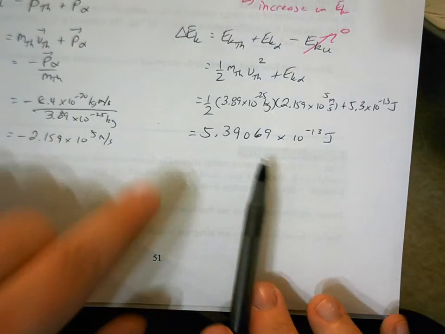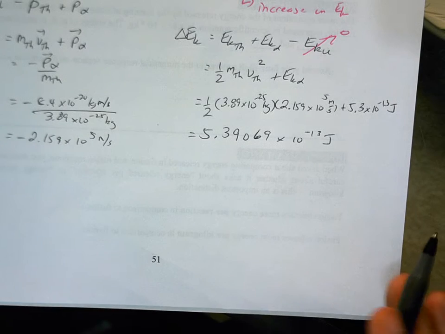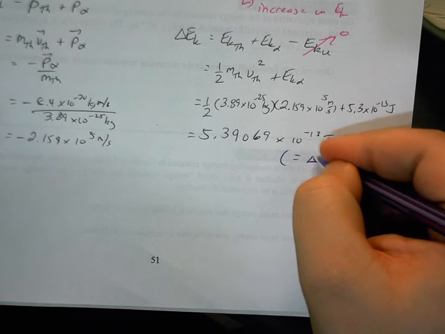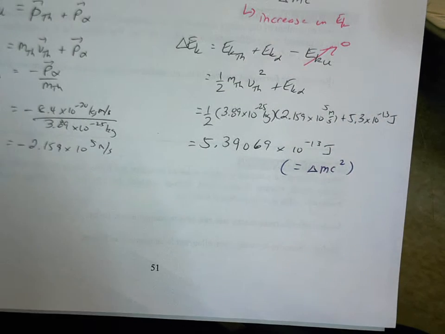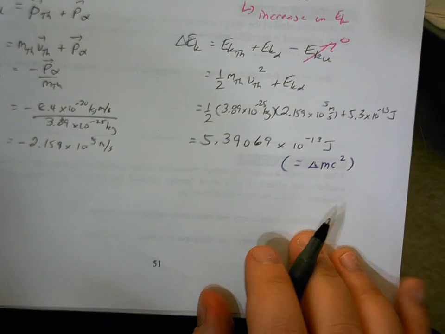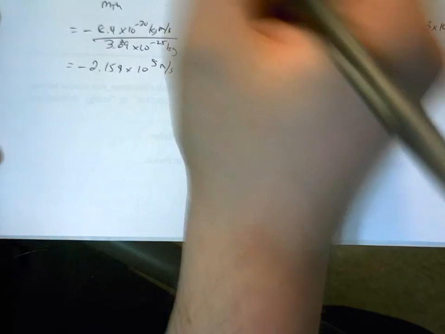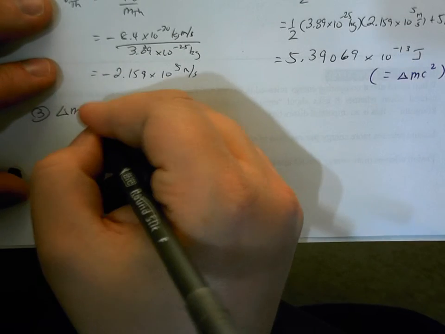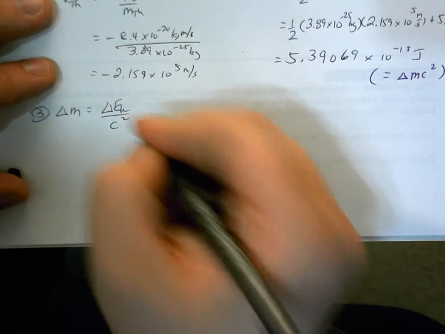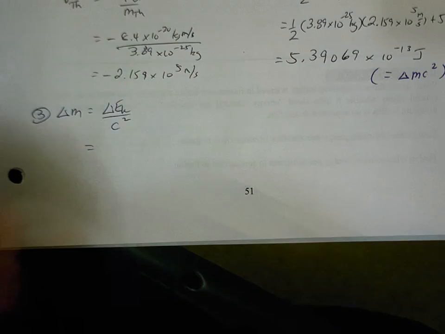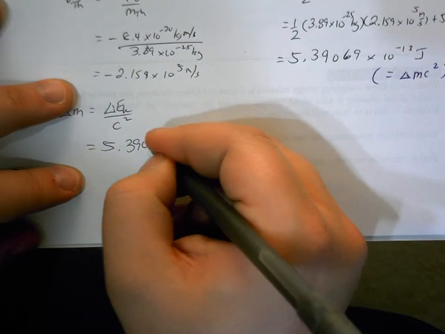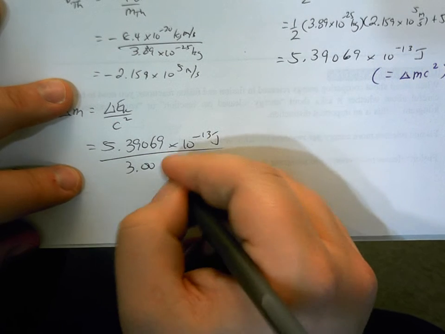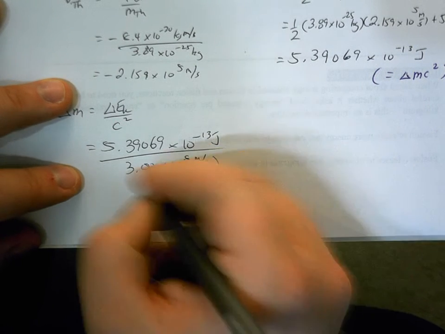Now we're told that that is the energy equivalent to the mass energy equivalence. So we know that this, based on what we've been told, is going to be equal to delta mc squared. So let's find the mass defect now. So this was kind of the first part, the second part. So the third part now, we know that the mass defect is going to be that increase in kinetic energy divided by c squared. So we have this 5.39069 times 10 to the minus 13 joules. And then we're going to divide that by the speed of light squared.